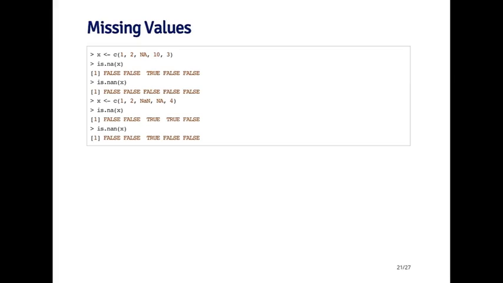If I call is.nan on this vector, you'll see that the vector that's returned is all false, because there aren't any NaN values in this vector. Of course, if I create a vector that has a NaN value in it and an NA value in it, you'll see that is.na returns true for both of them, but is.nan only returns true for the value that's actually NaN.